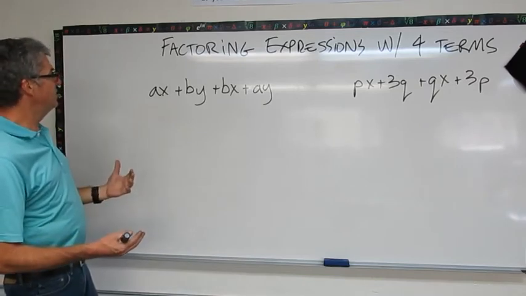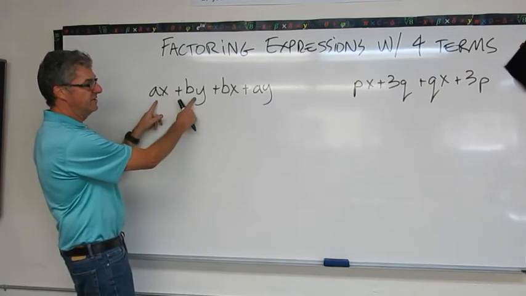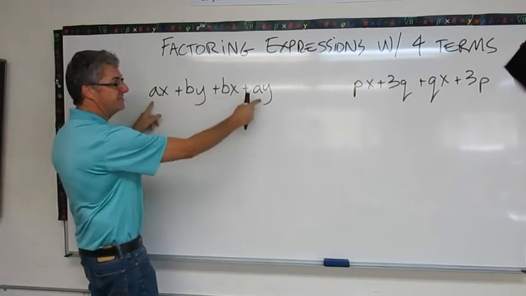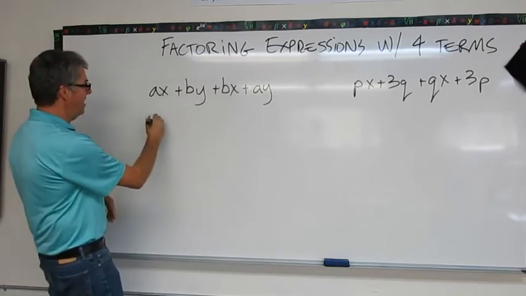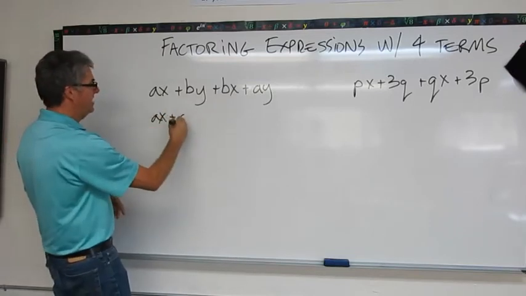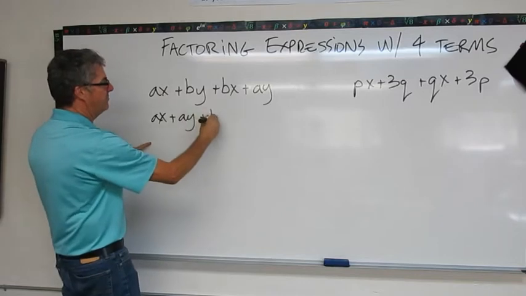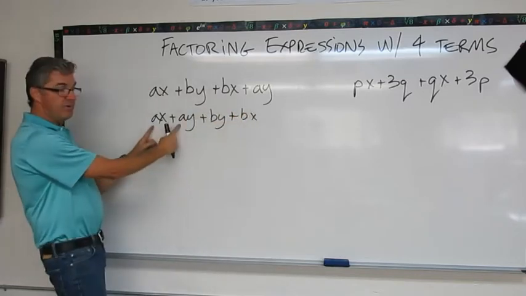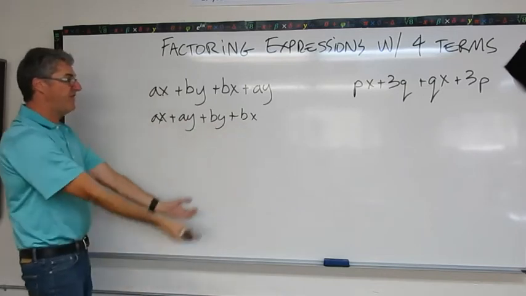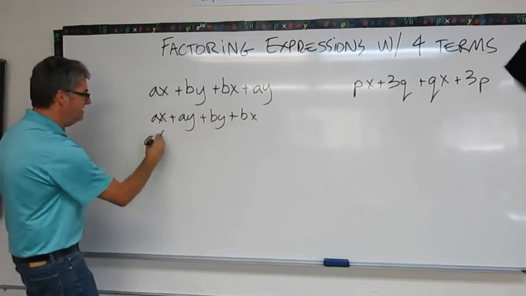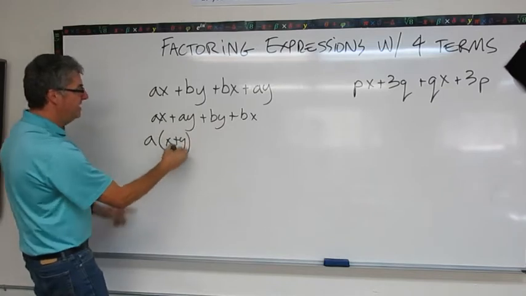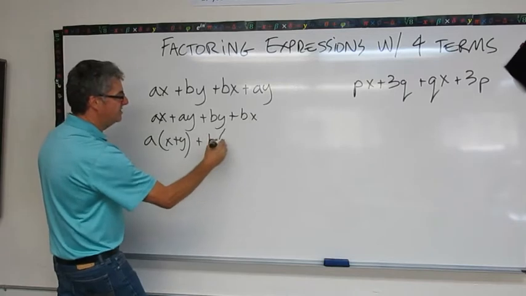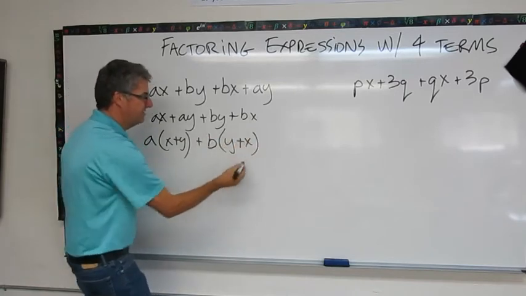So let's take a look. Nothing here that's factorable, but I got 2 terms with b's in them and 2 terms with a's in them. So I'm going to go with that. I'm going to do ax plus ay plus by plus bx. So now I have an a in both of these and a b in both of those, so let's factor those out. I'm going to get a times x plus y here, that's what's left, the x plus y, plus b times y plus x.